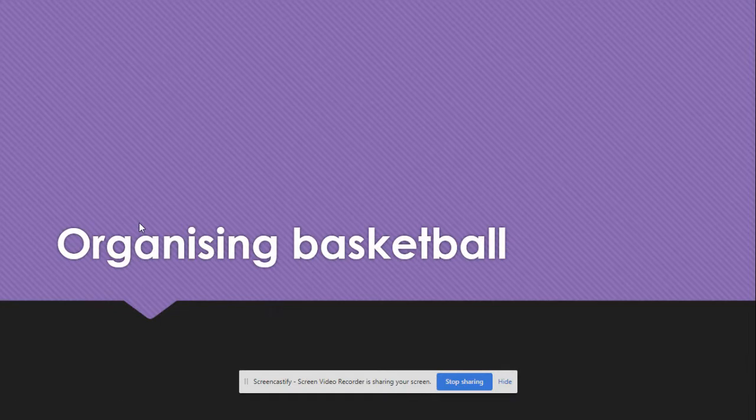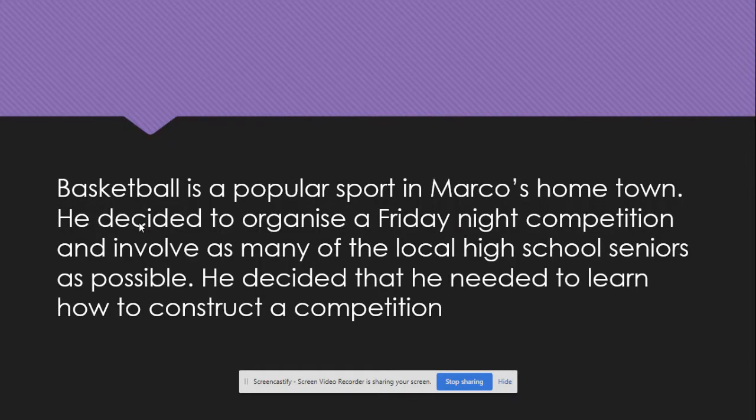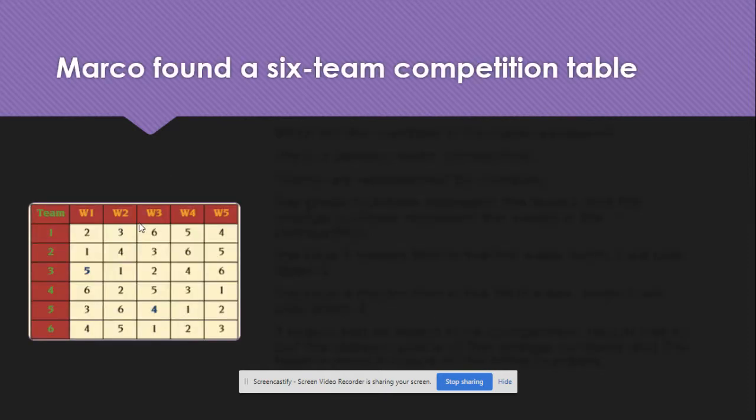Organising basketball. Basketball is a popular sport in Marco's hometown, just like it is in St. James. He decided to organize a Friday night competition and involve as many of the local high school seniors as possible. He decided that he needed to learn how to construct a competition. Okay, so Marco found a six-team competition table.